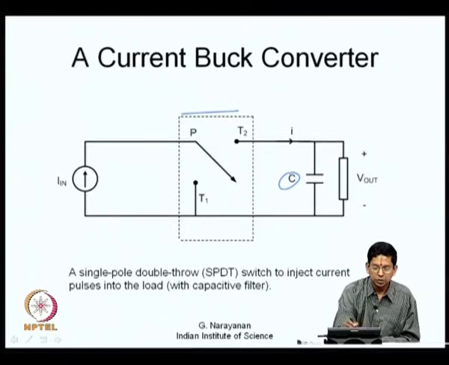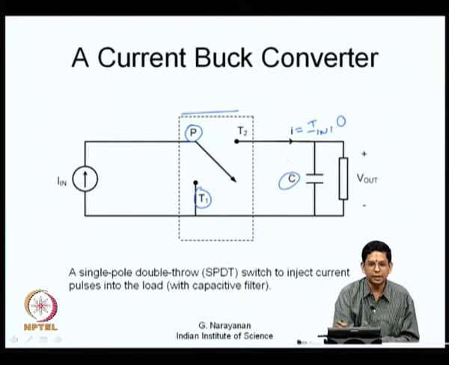The current source, one of its terminals can be connected to the throw P, I mean the pole P, and the other terminal can be connected to throw T1. When P is connected to T1, the current source is simply shorted, and no current flows through the load. When pole P is connected to throw T2, then this I is equal to I in. Otherwise, when P is connected to T1, I is equal to 0.